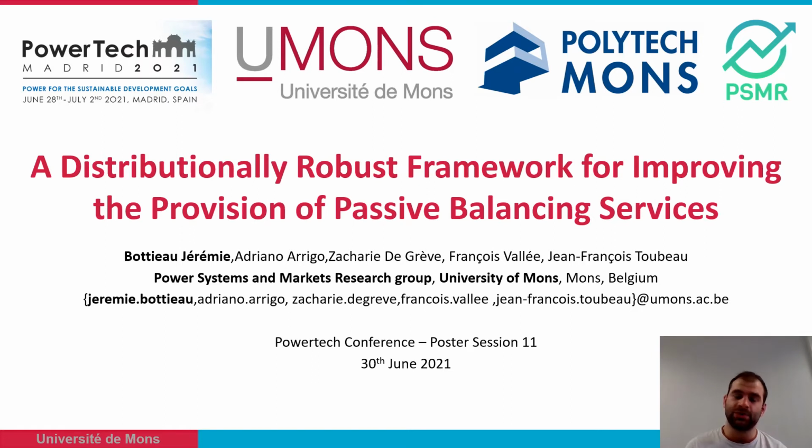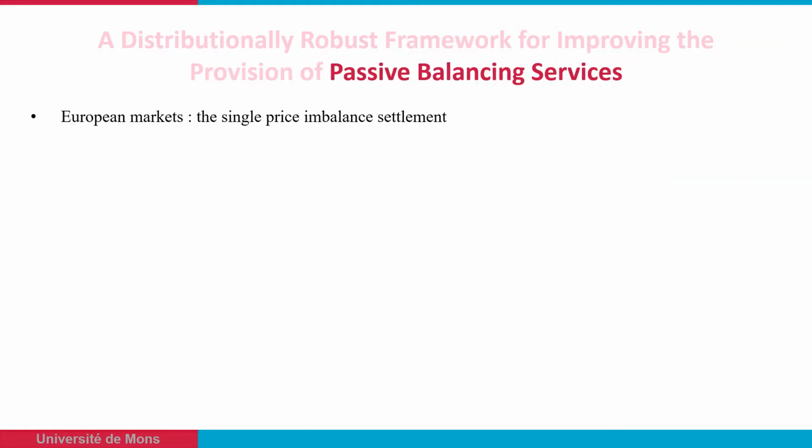And it's my pleasure to present you today our work named A Distributionally Robust Framework for Improving the Provision of Passive Balancing Services. The first question we may ask is, what are passive balancing services? Passive balancing services refer to intentional deviations of market actors from their energy positions to support the real-time system balancing. The services typically take place in European markets where the single price imbalance settlement is applied.